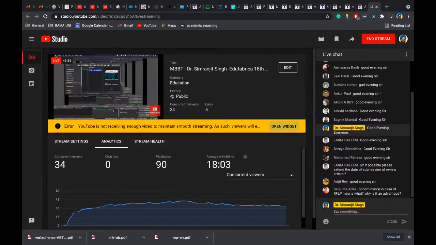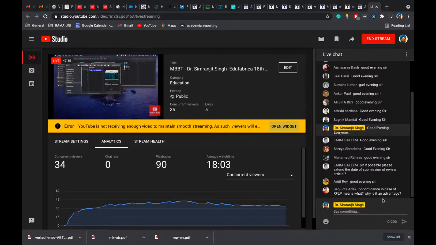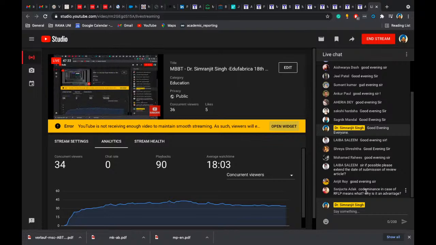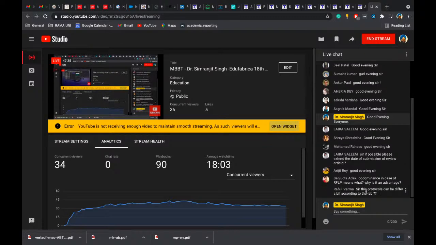Thank you very much. Codominance in case of RFLP, but Sanjukta ma'am, I think it's because of the polymorphism in this restriction fragment length polymorphism. Whenever this is happening, the markers that you're getting are always codominant. Yeah, that's why it could be an advantage.